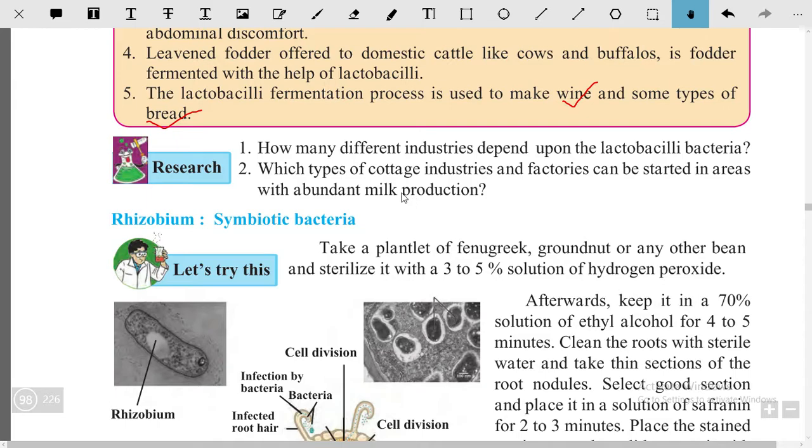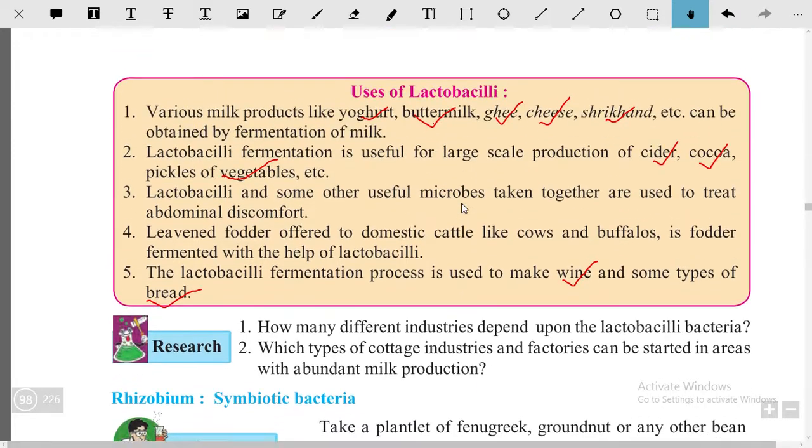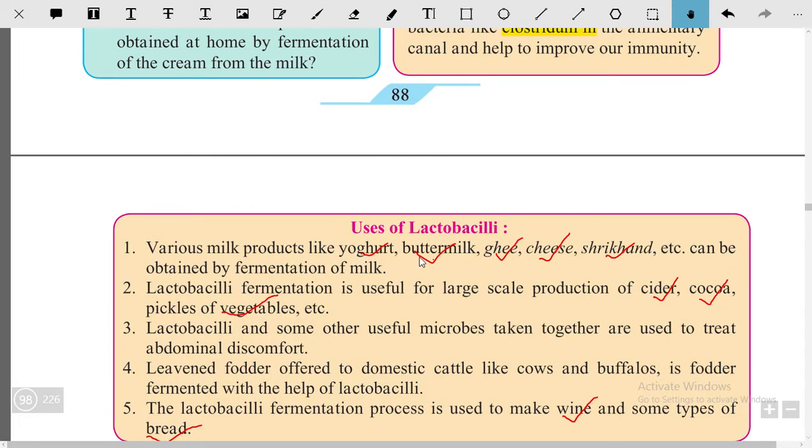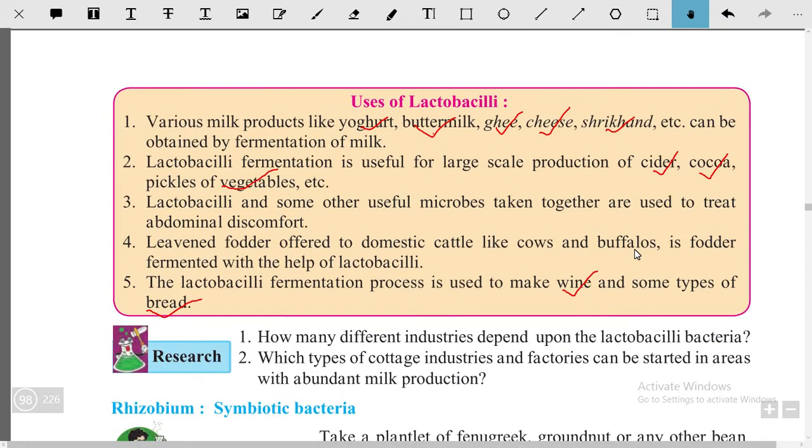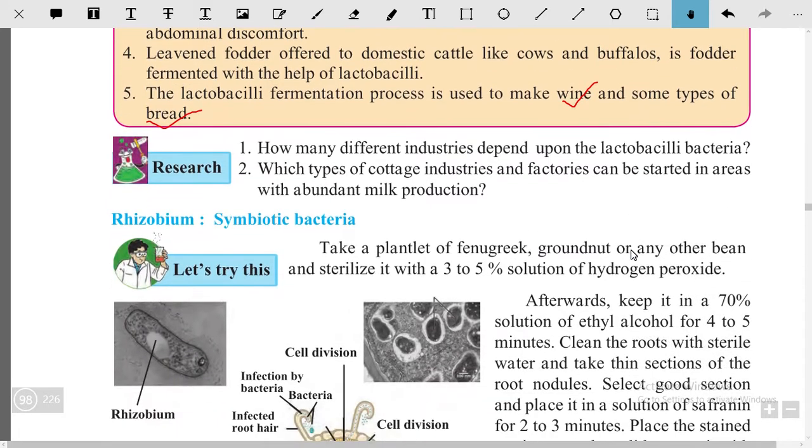Okay. Now, which type of cottage industry and factories can be started in areas with abundant milk production? ज्या ठिकाणी abundant milk product होतो, खूप मोठ्या प्रमाणात दूध उत्पादन होते, त्या ठिकाणी कोणत्या प्रकारचे उद्योग निर्माण होतात. About the milk, there are yogurt, buttermilk, ghee, cheese, refined milk powder, etc. These are the products formed in these factories.